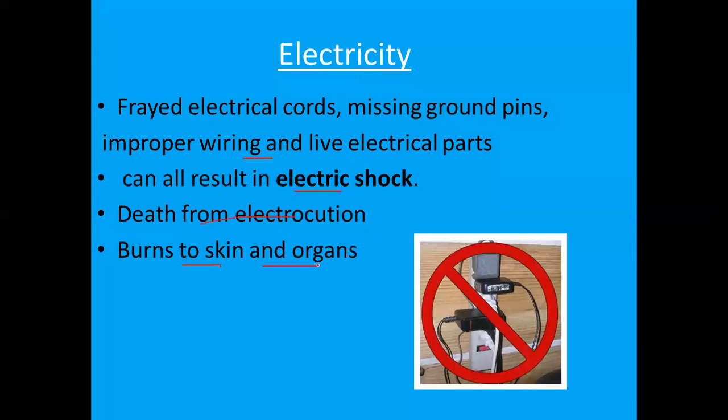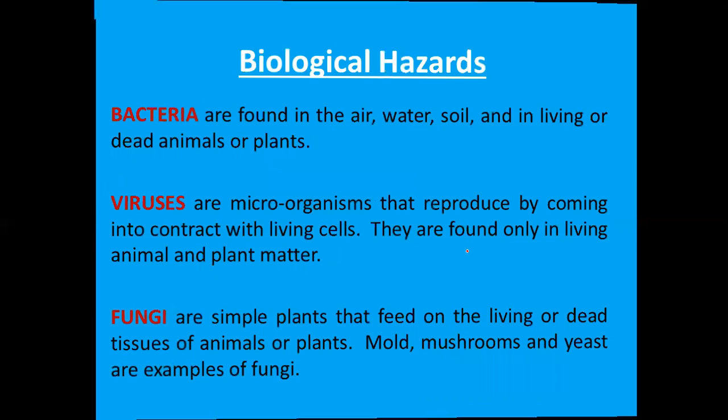So these are also physical hazards. Whenever you are not properly maintaining your electrical cords, ground pins, and wiring at all the electrical parts, what happens? It can result in electric shock, electrocution. The third one is burns to skin and organs. So it should be properly placed and maintained. Next, third one.